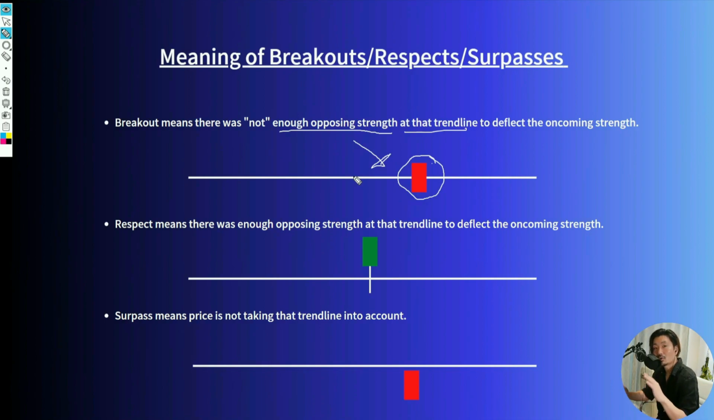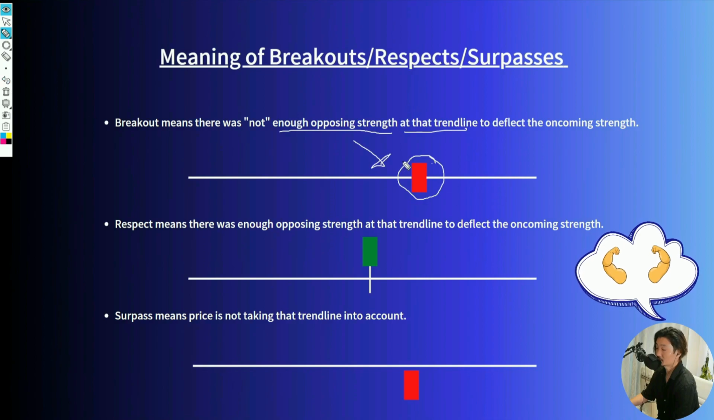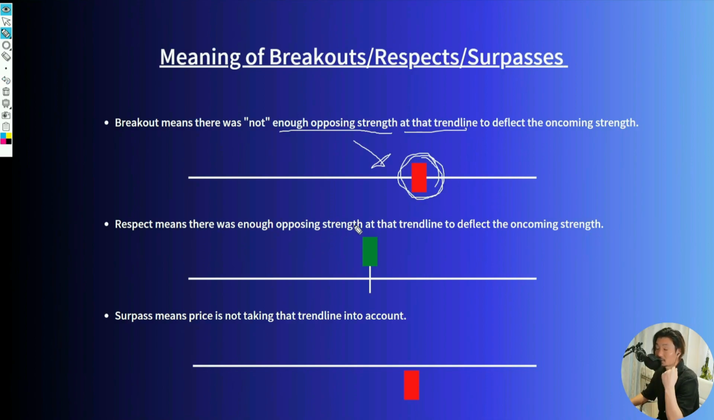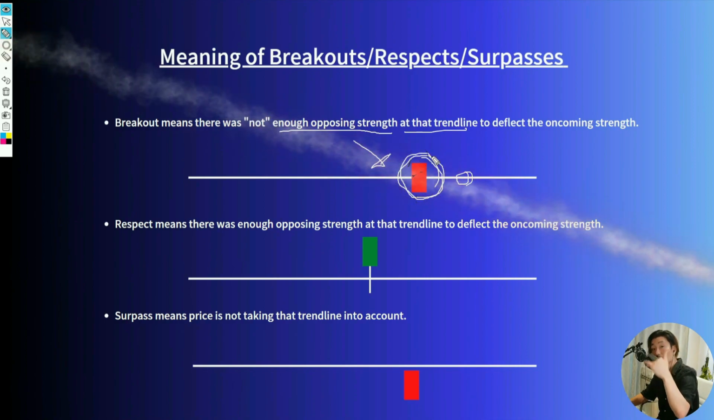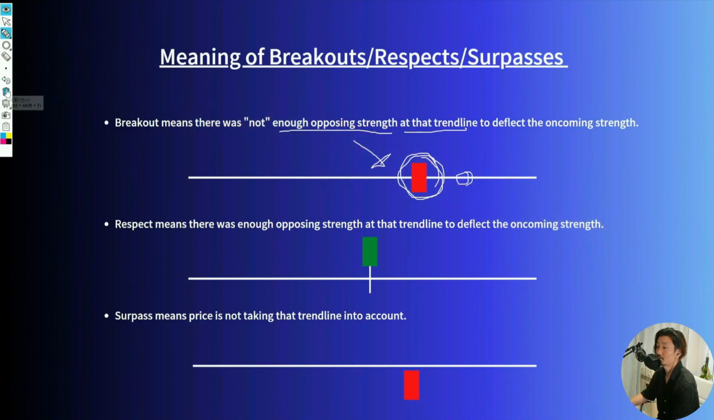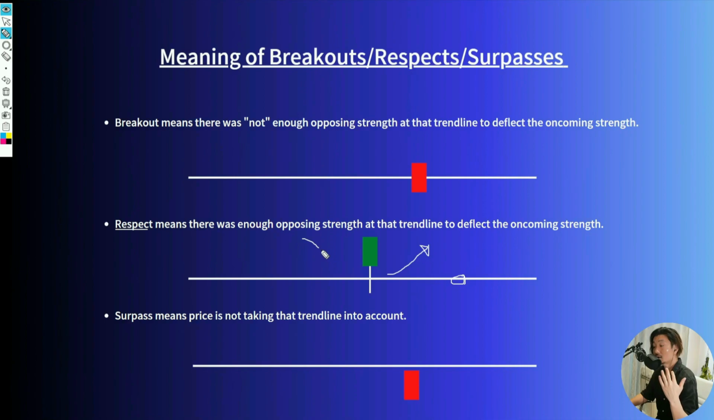Okay, because you want to remember, we're always thinking in terms of strength. So again, if there's a breakout of a trend line, you want to interpret that as there was not enough opposing strength at this trend line to deflect the oncoming strength. Number two, a respect means there was enough opposing strength at that trend line to deflect the oncoming strength. So you want to interpret a respect of a trend line that there was enough opposing strength on this trend line to deflect the oncoming strength. So in other words, there was enough long strength on this trend line to deflect the oncoming short strength.